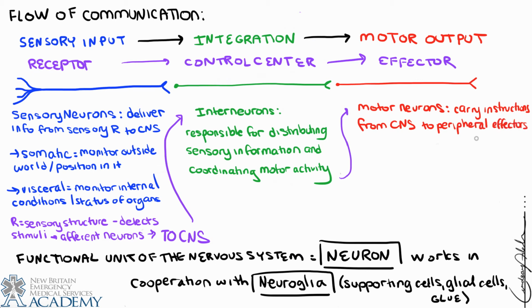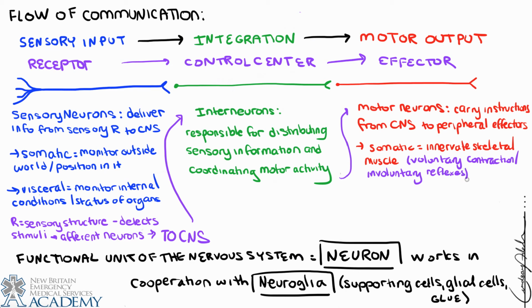And the motor neurons also break down into somatic and visceral, just like sensory. And so somatic motor neurons innervate skeletal muscle. So you may recall that skeletal muscle is under voluntary control. So these neurons will control voluntary contraction, as well as things like involuntary reflexes of the skeletal muscles. These neurons belong to the somatic nervous system. And then the visceral motor neurons innervate smooth muscle, cardiac muscle, glands, and adipose tissue. And these neurons make up the autonomic nervous system.